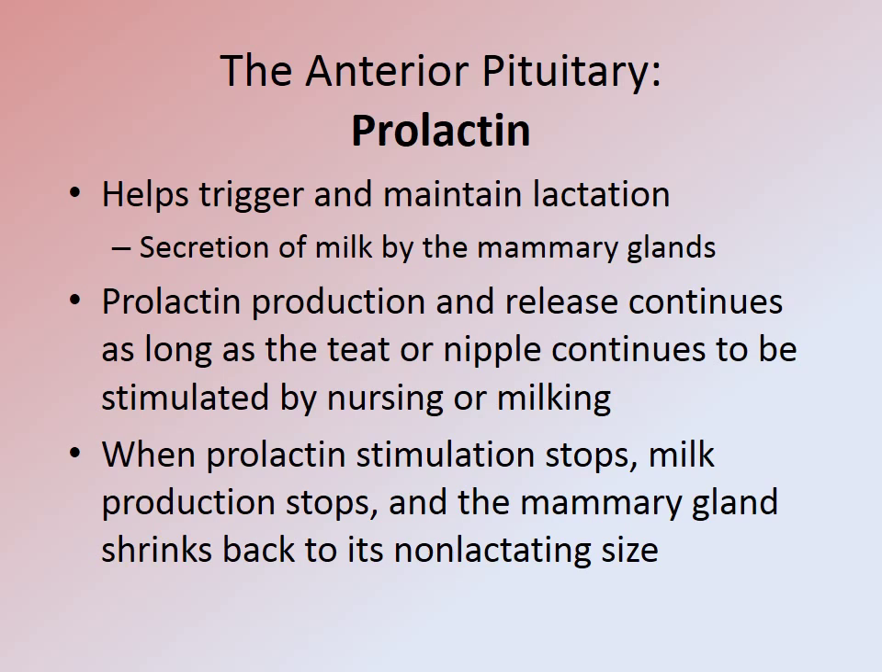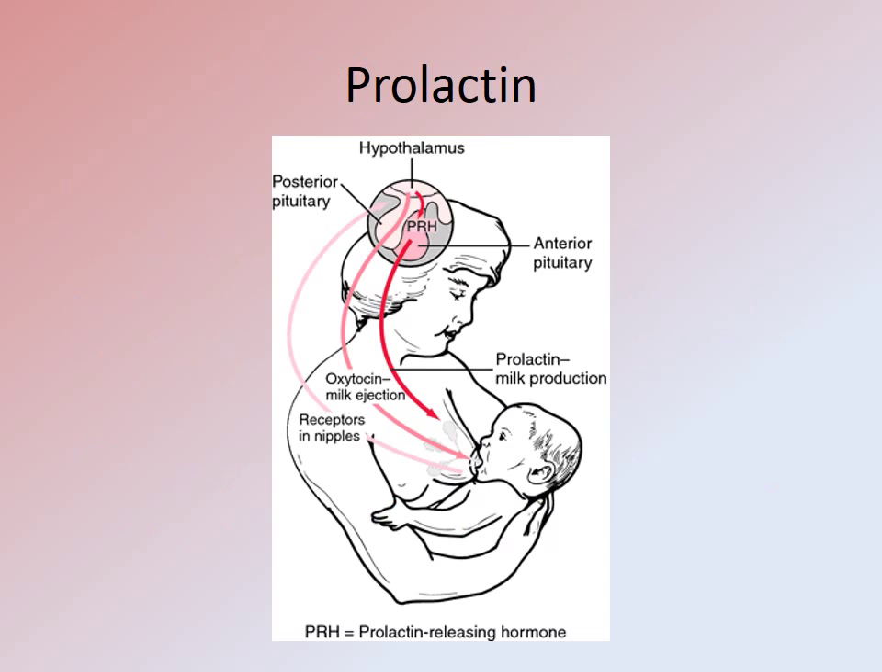So when prolactin stimulation stops, milk production will stop, and the mammary gland shrinks back to its non-lactating size. This here is a diagram just showing you how the anterior pituitary gland will produce prolactin, which will stimulate the milk letdown for a mother. And it's thanks to the suckling of this baby that's causing that prolactin to be released and help that milk production.